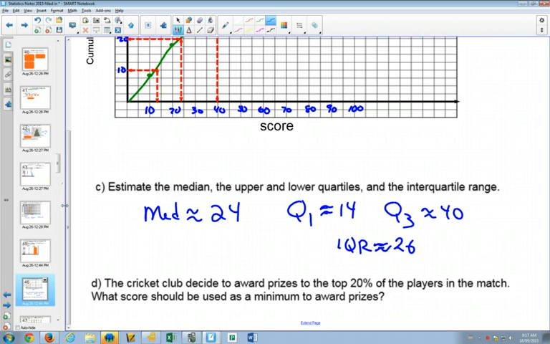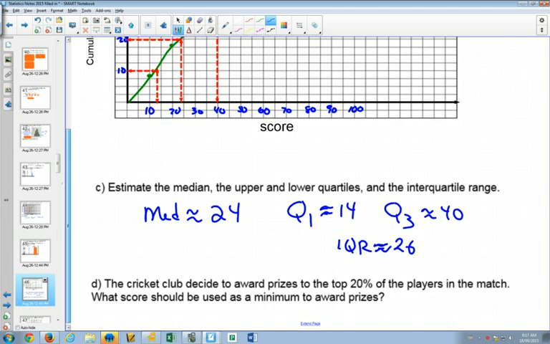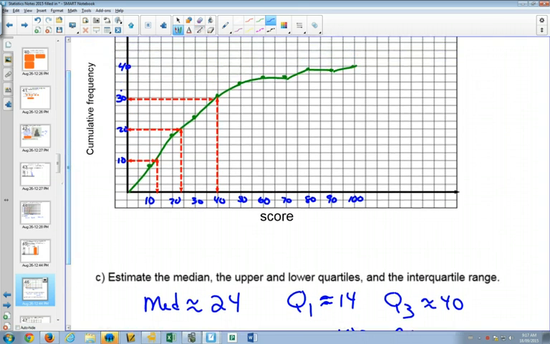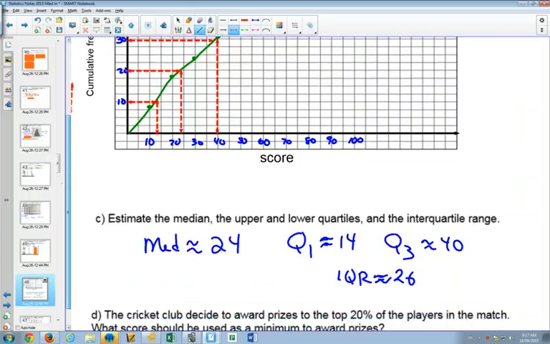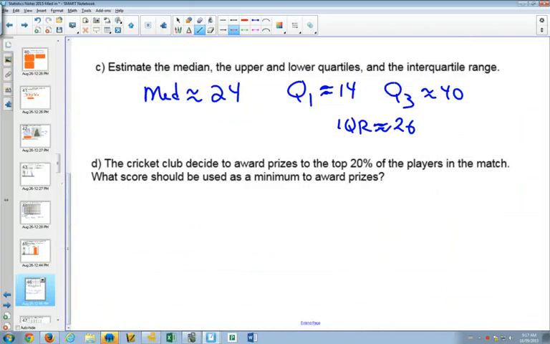All right. So apparently this question had something to do with cricket. And the cricket club decides to give prizes to the top 20% of the players in the match. What should we use to award that? I'm going to use, well, first of all, what number would be in the top 20%?